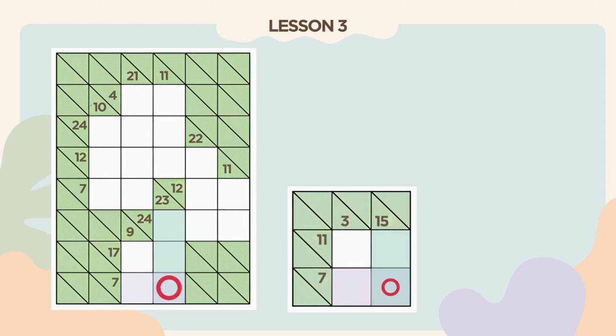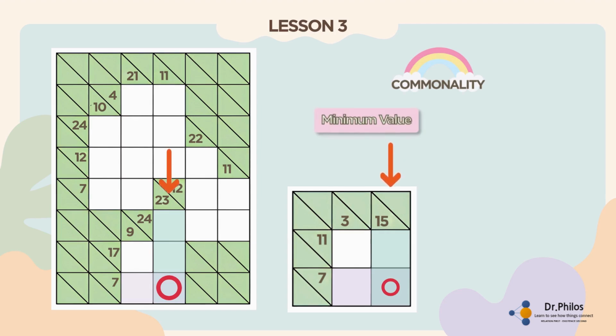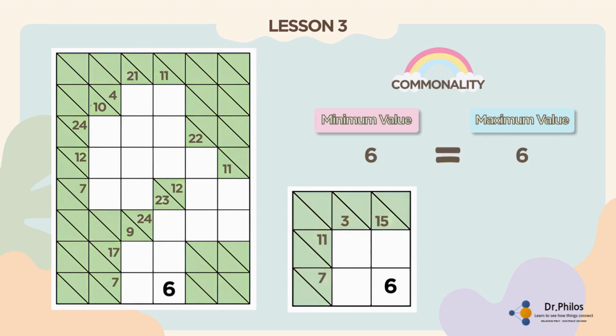Can you explain what they have in common in one sentence? Looking from one side, it's the minimum value, and from the other side, it's the maximum value. If they both point to the same number, that box is figured out. Go back to the original problem and try to find a box where you can use the same method.